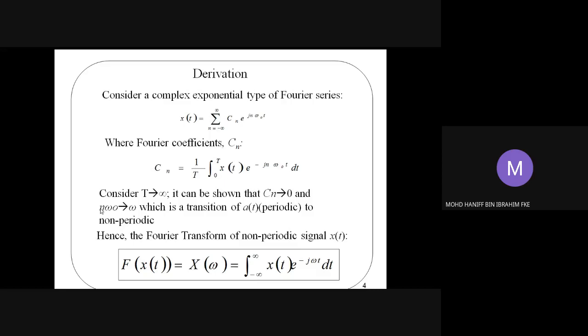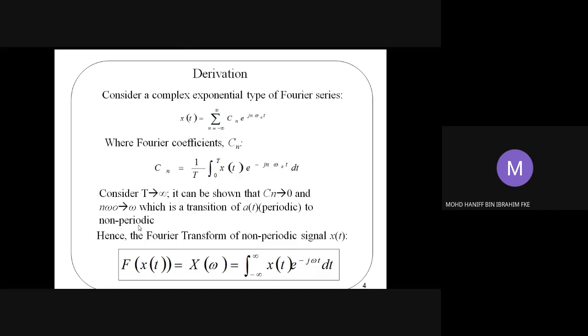The n basically represents the line of spectrum. So there should be no more line of spectrum. The spectrum will now be a continuous spectrum, no more discrete spectrum that we have seen before in a Fourier series.